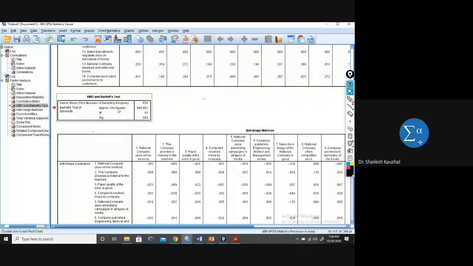First of all, we will check the assumptions. This KMO value should be greater than 0.5. So it is desirable. 0.634, there is no problem.